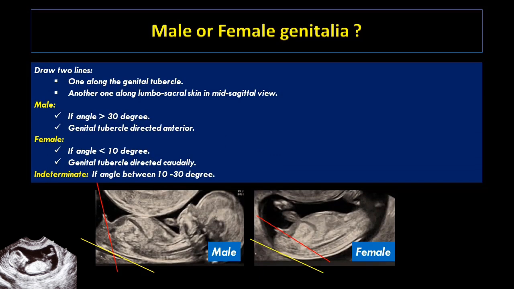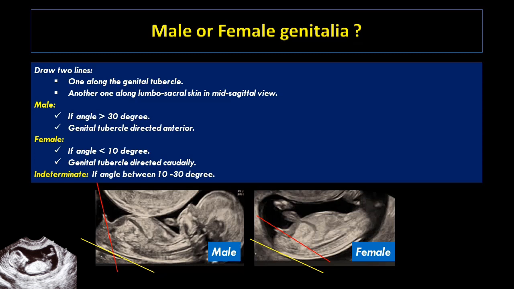Another method to differentiate male from female early in pregnancy is by drawing a line through the genital tubercle that intersects with another line along the skin surface of the lumbosacral spine, in the mid-sagittal plane. If the angle is greater than 30 degrees, with anteriorly directed genital tubercle, this denotes male fetus. If the angle is less than 10 degrees, with caudally directed genital tubercle, this denotes female fetus. But if the angle is between 10 and 30 degrees, this is indeterminate.